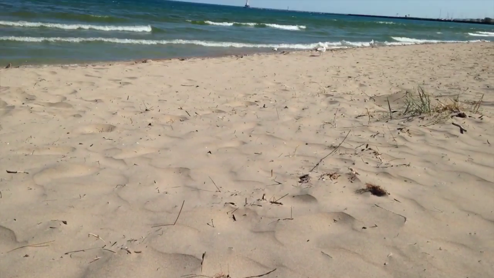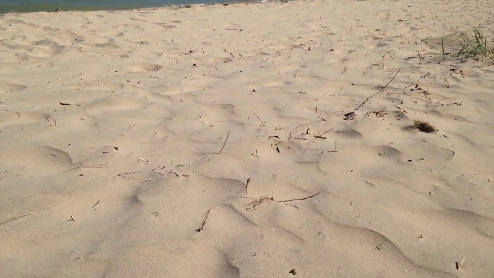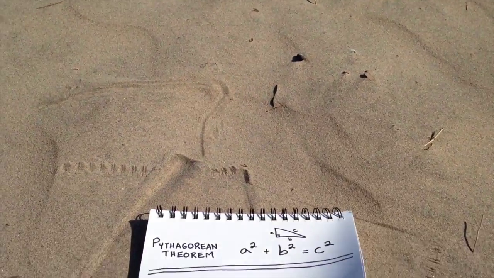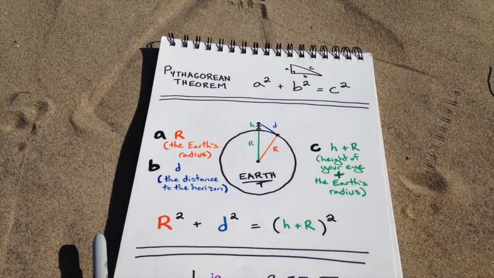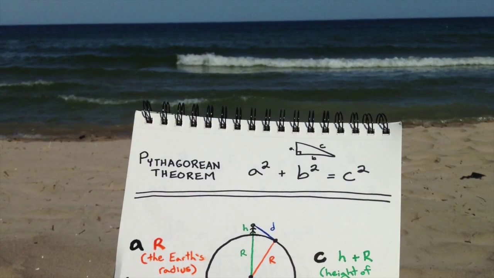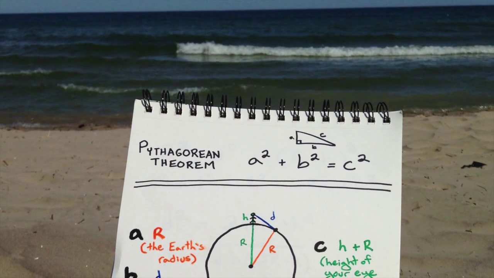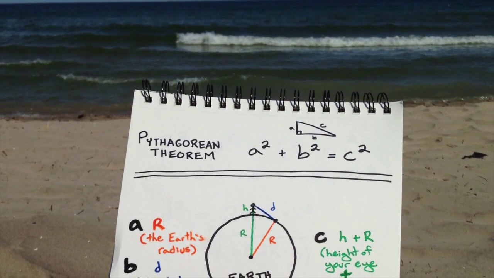It's a simple equation that says that the square of the hypotenuse of a right triangle is equal to the sum of the squares of the other two sides. We can use these ratios to determine the distance of the horizon. In this situation, the 3 points of the triangle are our eyes, the horizon, and the center of the Earth.